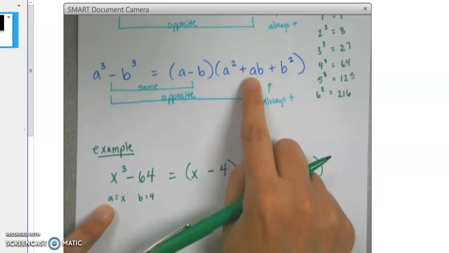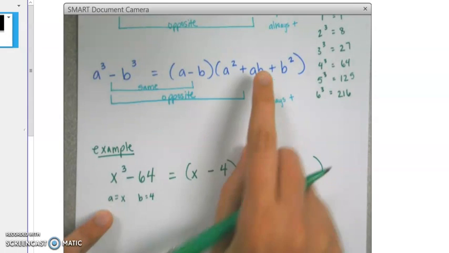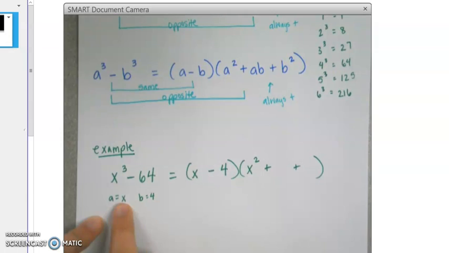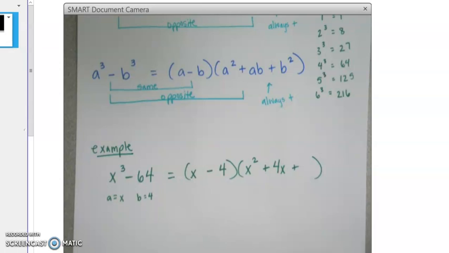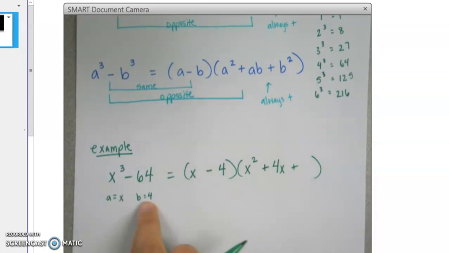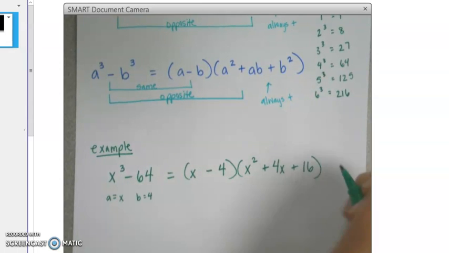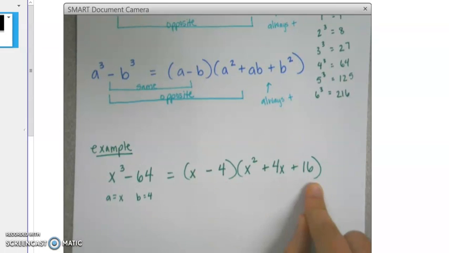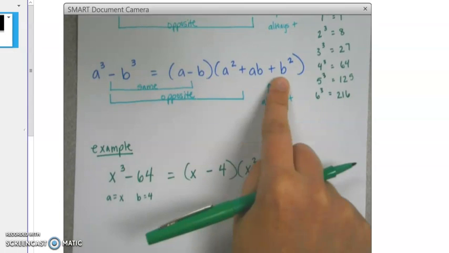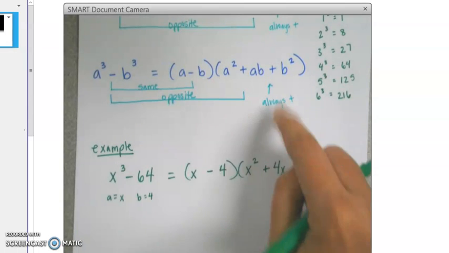And then I have a times b. That's what this means right here. So if a is x and b is 4, x times 4 is 4x. And then I have b squared, b is 4, 4 squared is 16. So these are my factors for this example. You're just taking the formula, figuring out what your a and b are, and then plugging them in.